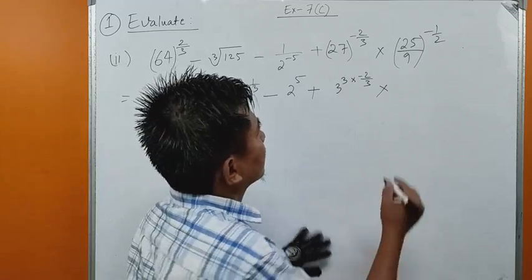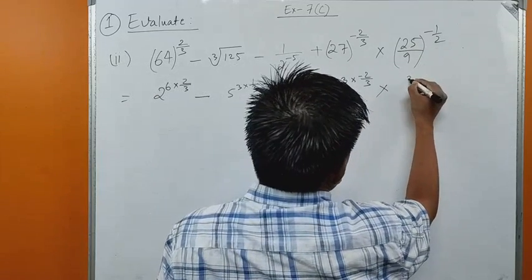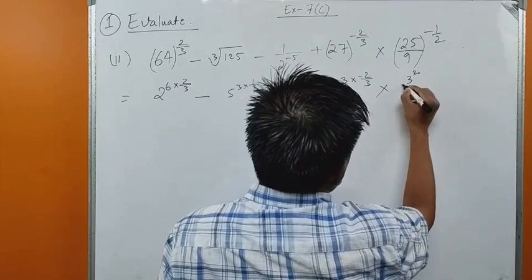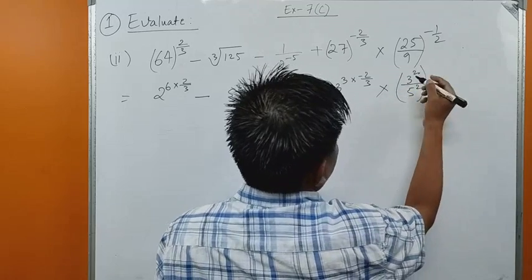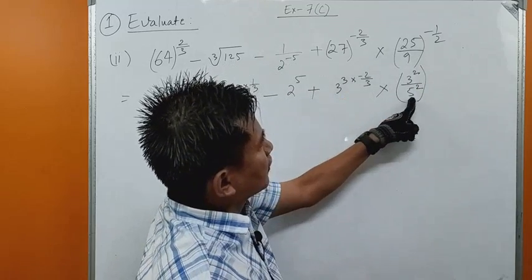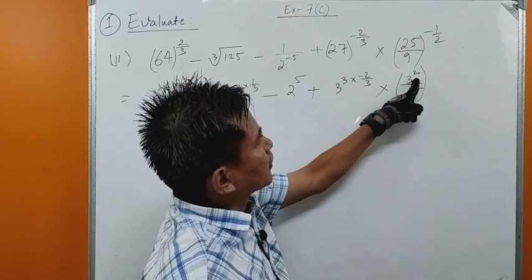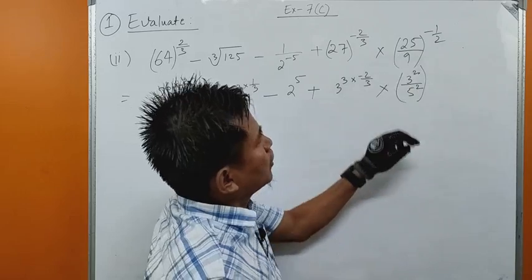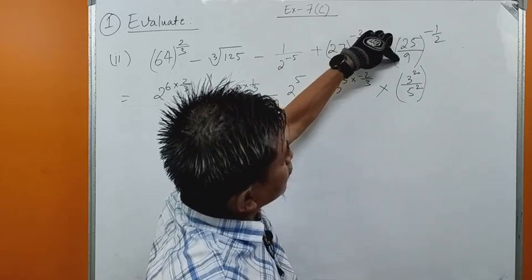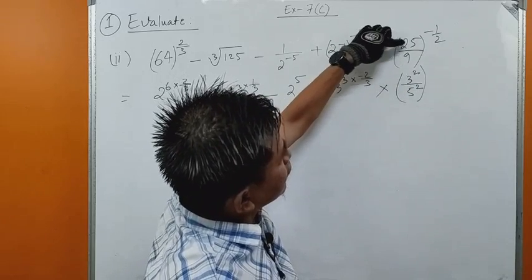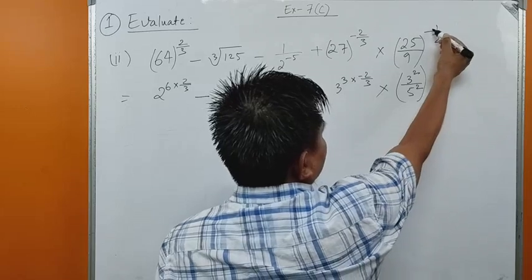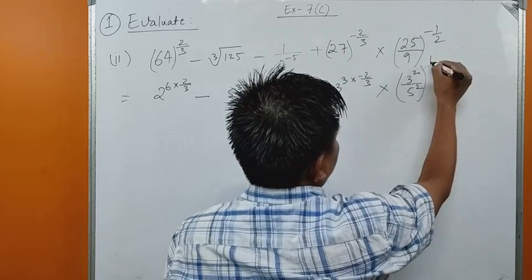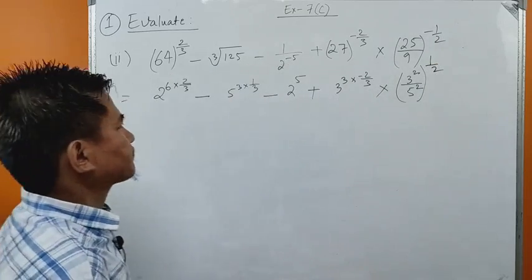Now 25 upon 9: 9 means 3 squared, 25 means 5 squared. 3 3s are 9, 5 5s are 25. So I took 25 to the denominator, 5 squared, 9 to the numerator, 3 squared. This means the sign of the power minus 1 by 2 becomes plus 1 by 2, isn't it?